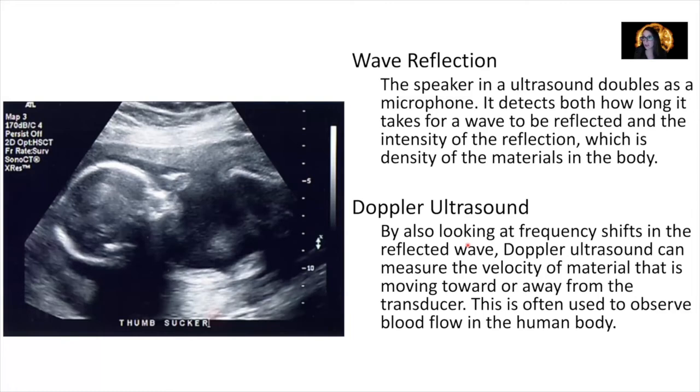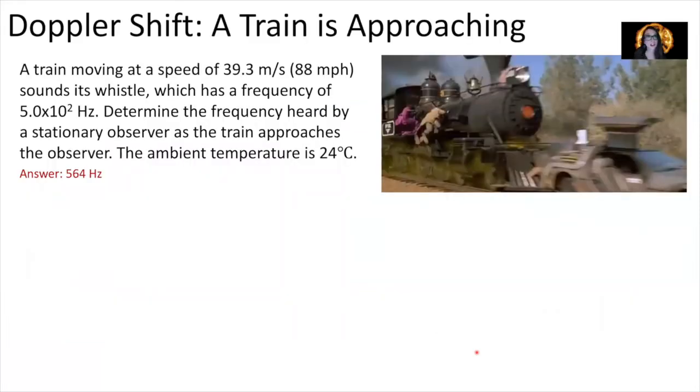And this is often used to observe the blood flow in the human body. It's blood flow in the heart. I've had Doppler ultrasounds before on my heart to learn about the flow of fluid through my valves. So now we're going to apply the Doppler shift to solve a problem where we think about the frequency of sound coming from an approaching train.